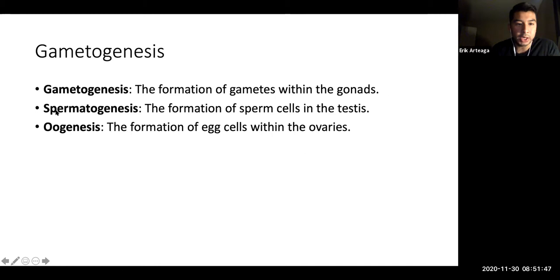So gametogenesis, spermatogenesis and oogenesis. Gametogenesis is the formation of gametes within the gonads. Again, you'll see this with sperm. In females, this occurs before birth. Females have all the eggs they need for their whole life already at birth, whereas males continually produce sperm until they die. It's not 100% in males.